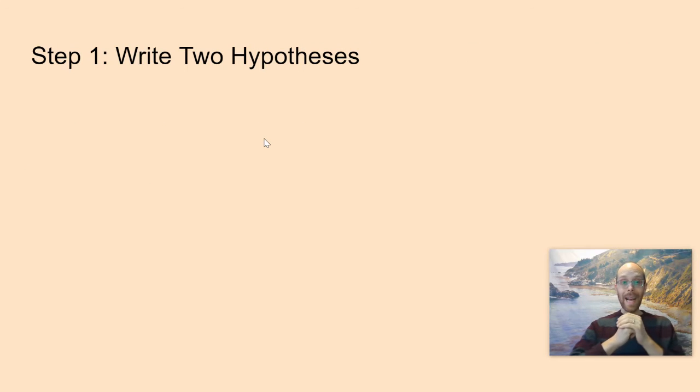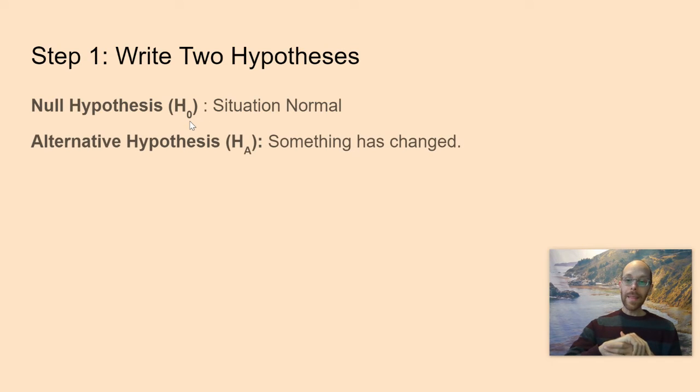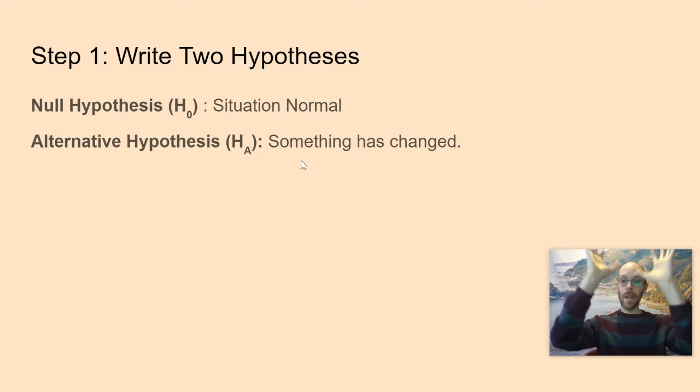Well, it turns out that when we hypothesis test, we really write two hypotheses. This you want to write down, by the way. The first is called the null hypothesis, and we use these symbols H with a subscript 0. And the null hypothesis is going to say that the situation is normal and nothing unusual is happening. The other hypothesis is called the alternative hypothesis, and we write it as an H with a subscript A. And it says that something has changed. Either something is larger or something is smaller or just that something is different.